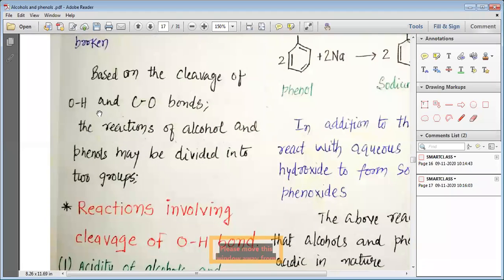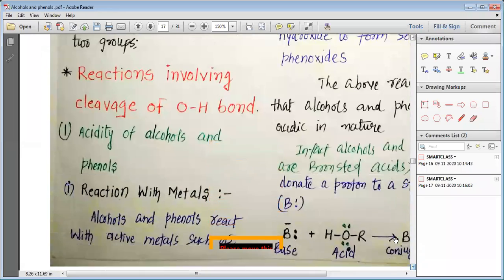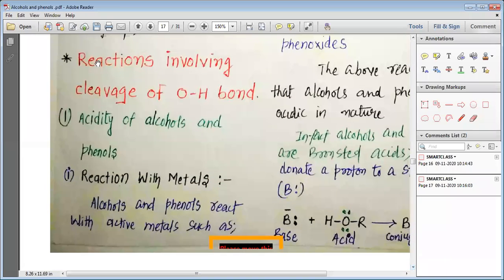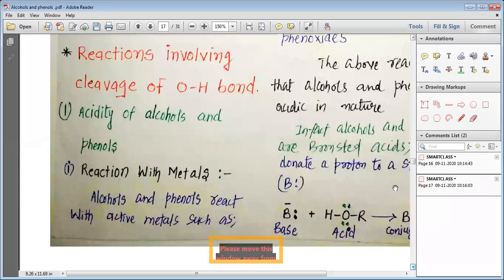Based on the cleavage of oxygen-hydrogen and carbon-oxygen bonds, the reactions of alcohol and phenol may be divided into two groups. The first group is the reactions involving the cleavage of the oxygen-hydrogen bond. So now we are going to study the reactions that involve the cleavage of the oxygen-hydrogen bond. First, we should study the acidity of alcohols and phenols.